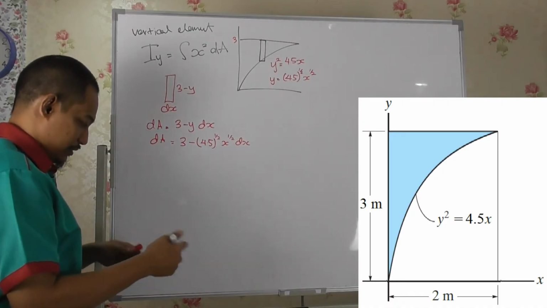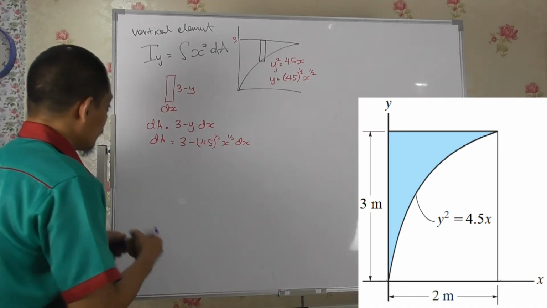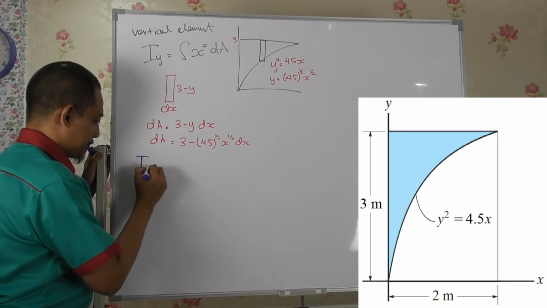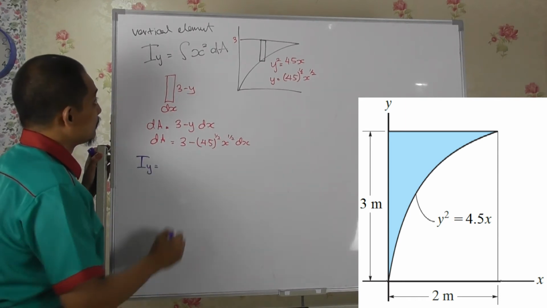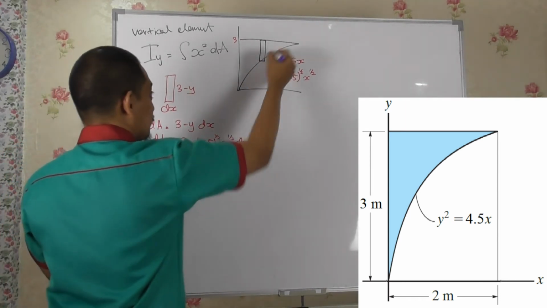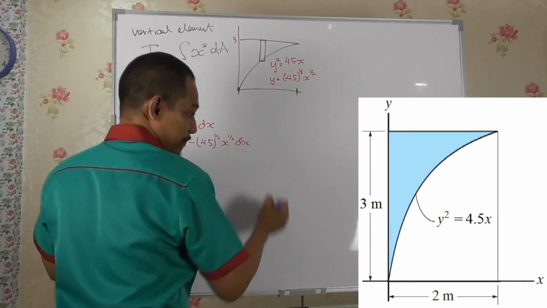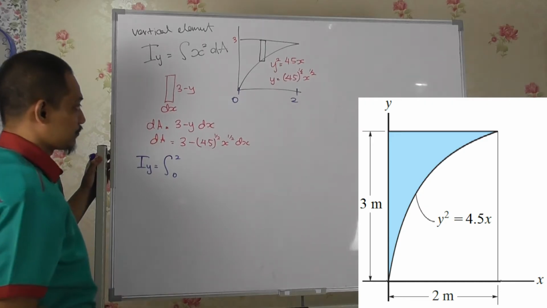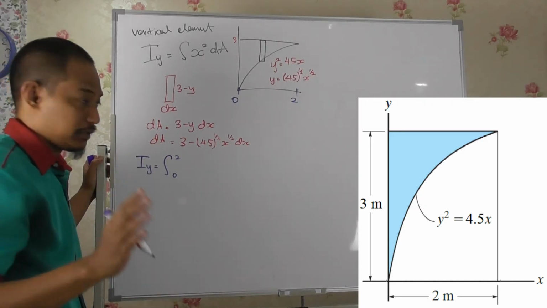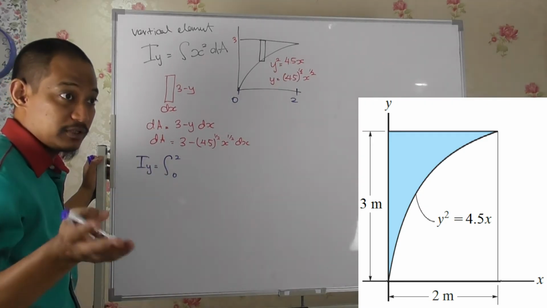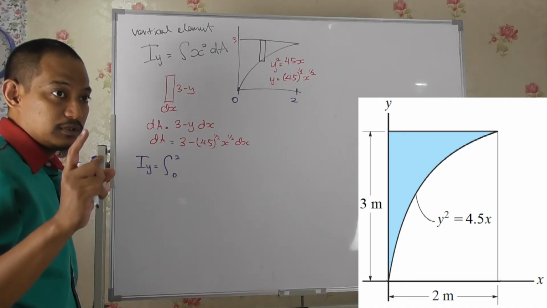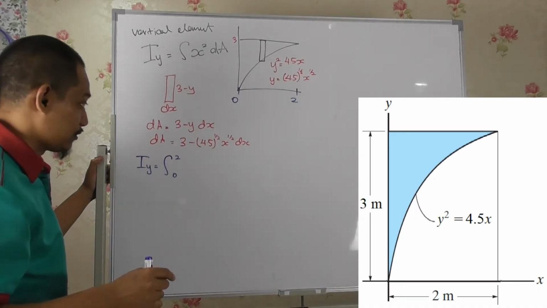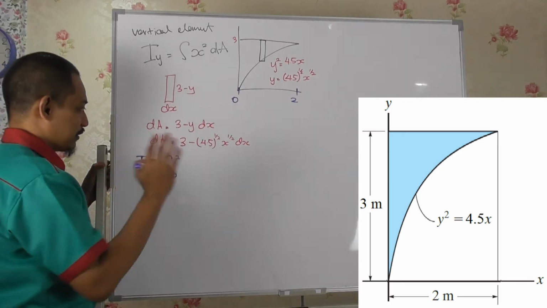So let's use a different color. So you have Iy equal to integration, from the limit from 0 to, what is this? 2, right? So 0 to 2. Hopefully you have understood already about integration. If not, just look back at my video, the crash course for integration. So you have to understand that.